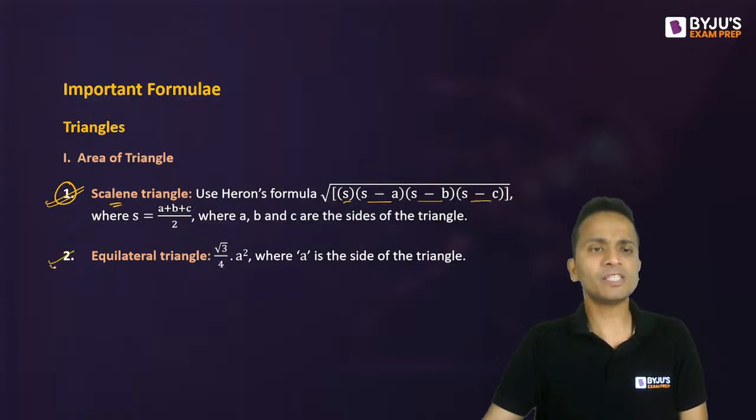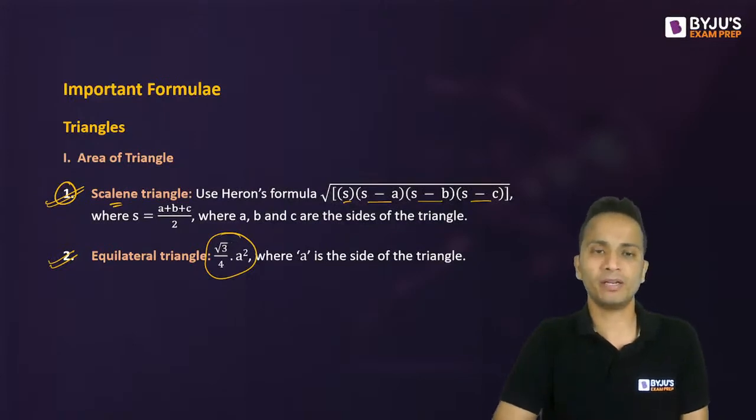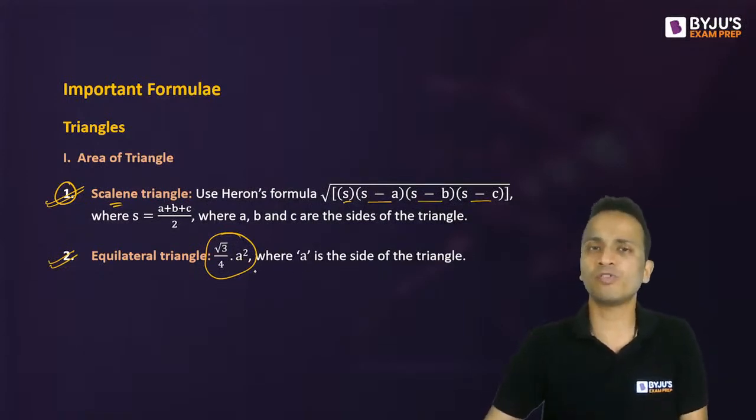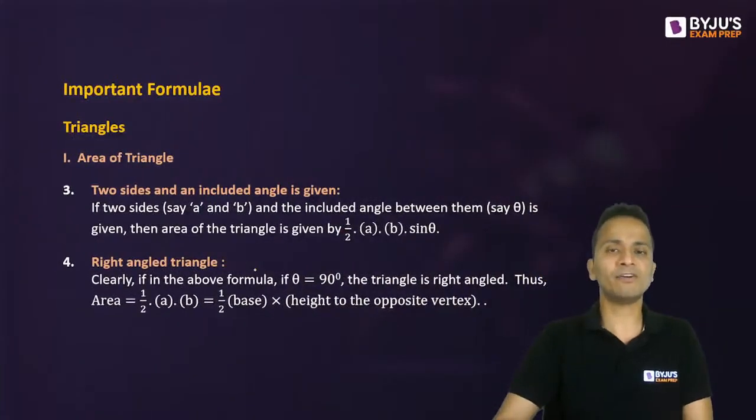Now the second formula is for the equilateral triangle when all the three sides are equal. So you can directly use this formula. Now it is very important to remember the formula for equilateral triangle. Okay, so it is root 3 upon 4 side square. So in this formula, A is the side of the triangle. So directly you can remember and use this formula for equilateral triangles. All right. Okay. Now moving ahead and looking at the other formulas.